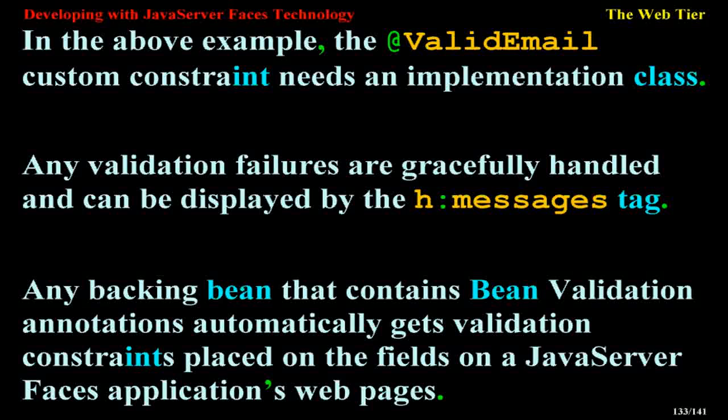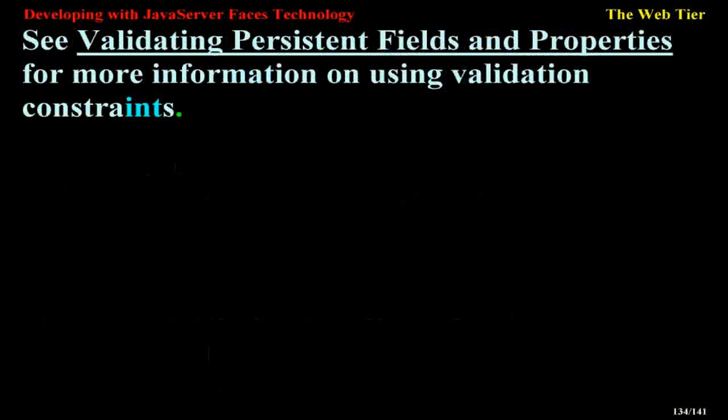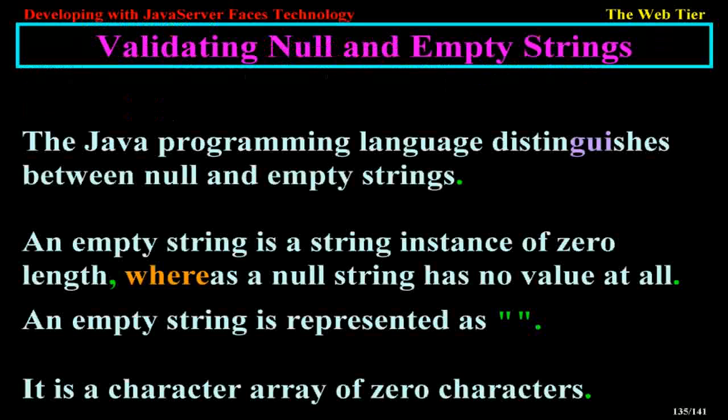Any backing bean that contains bean validation annotations automatically gets validation constraints placed on the fields on the JavaServer Faces application's web pages. See Validating Persistent Fields and Properties for more information on using validation constraints.